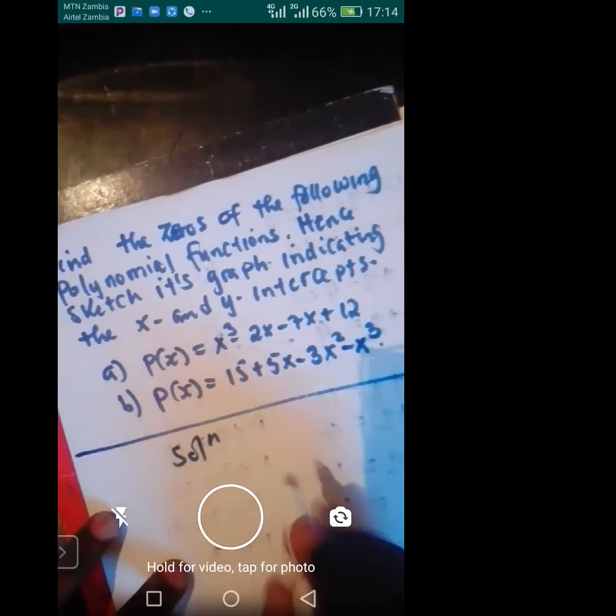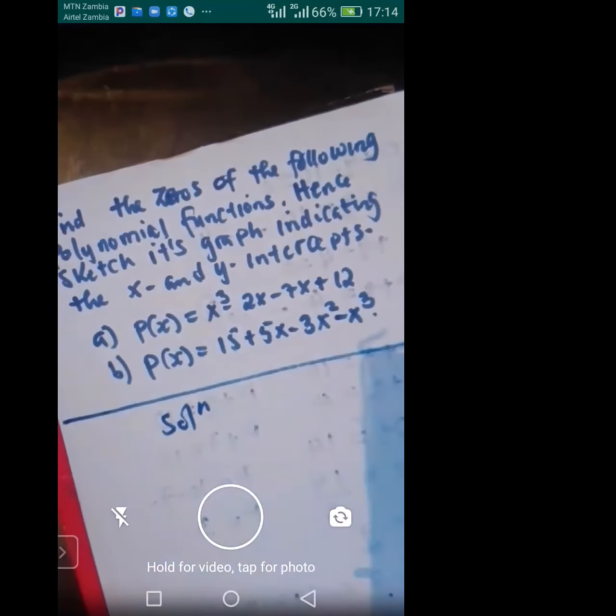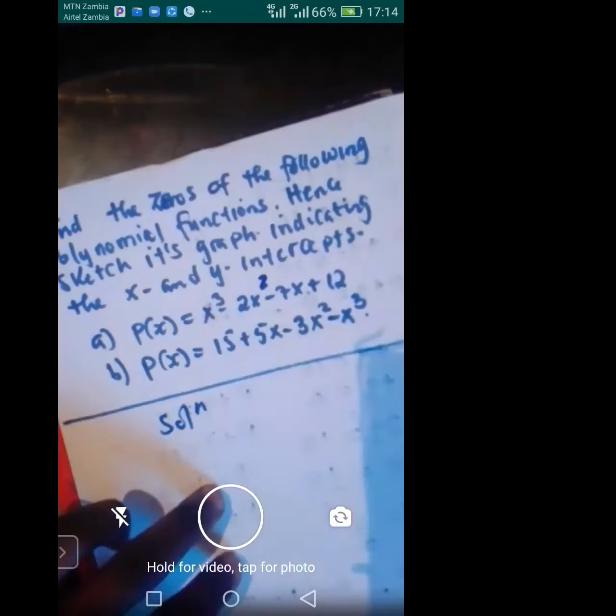On A there, I think you've forgotten to add the squared. It's not squared. Oh yeah, squared that.